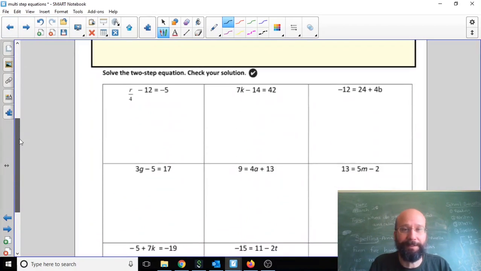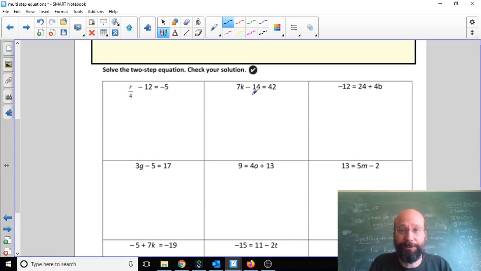For instance, if we go back to here, we have our multiplication and our subtraction, so we're going to do that subtraction first. The opposite of subtraction is addition, so we're going to add 14 to both sides. And I know some of you learned to draw the line there at the equals mark, because what you do on one side, you have to do on the other side. So that's going to give us 7k over here, and it equals 42 plus 14, which is 56.